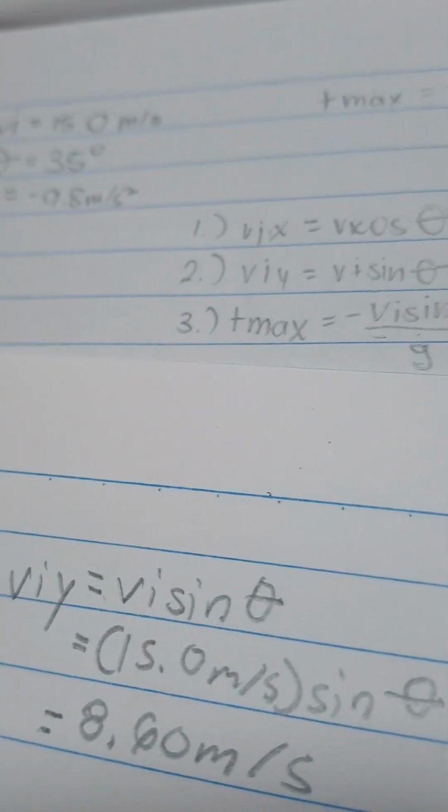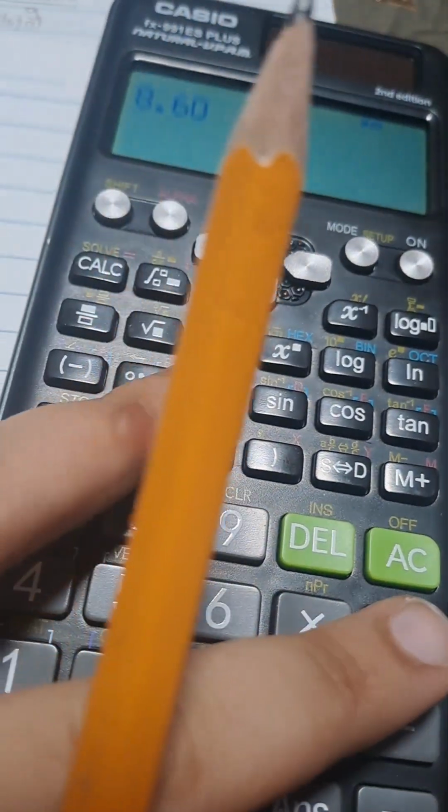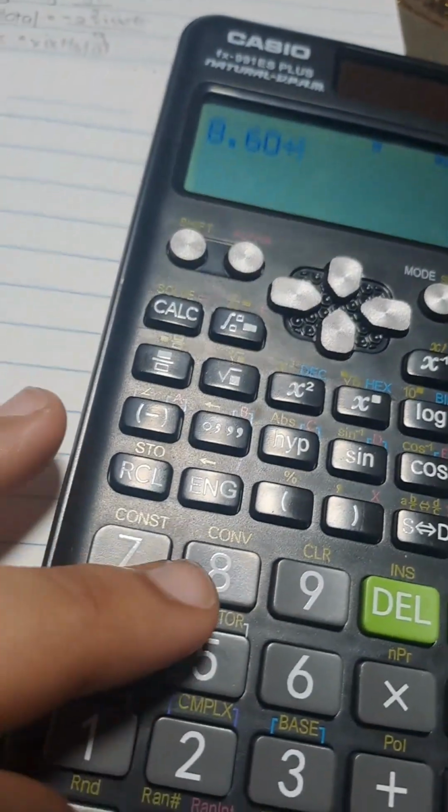So it would look like T max equals negative 8.60 meter per second over negative 9.8 meter per second squared. So you just divide that. Since you're looking for time, it's obviously going to be positive. I'm just going to divide it directly by 9.8.